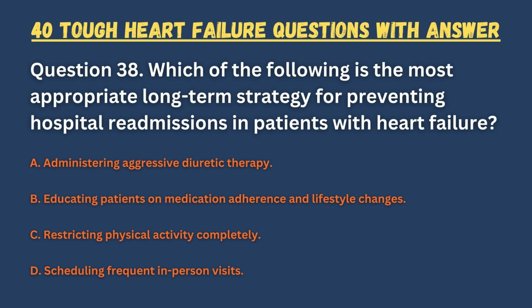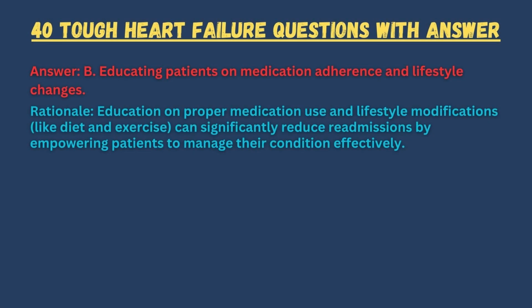Question 38. Which of the following is the most appropriate long-term strategy for preventing hospital readmissions in patients with heart failure? A. Administering aggressive diuretic therapy. B. Educating patients on medication adherence and lifestyle changes. C. Restricting physical activity completely. D. Scheduling frequent in-person visits. Answer: B. Educating patients on medication adherence and lifestyle changes. Rationale: education on proper medication use and lifestyle modifications, like diet and exercise, can significantly reduce readmissions by empowering patients to manage their condition effectively.